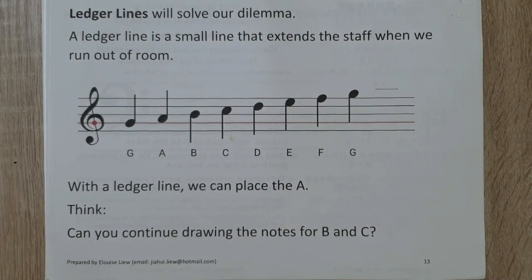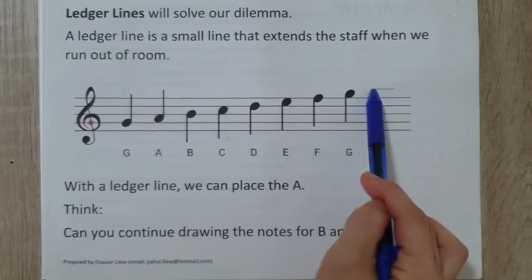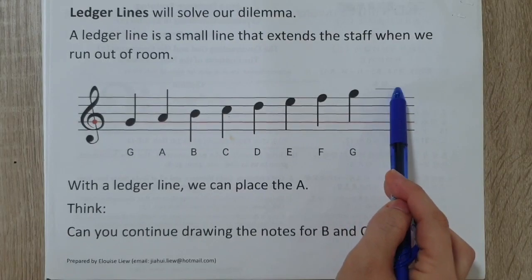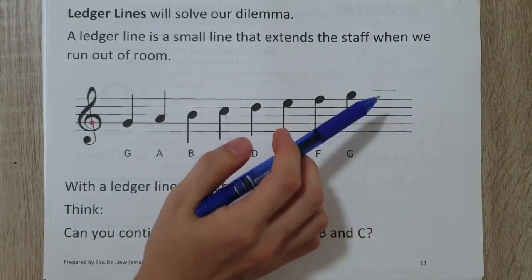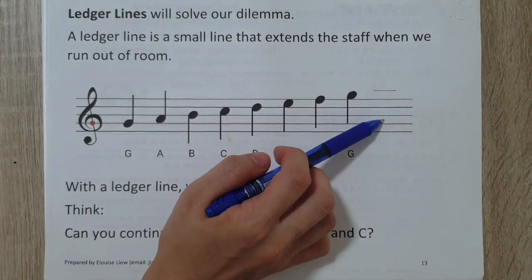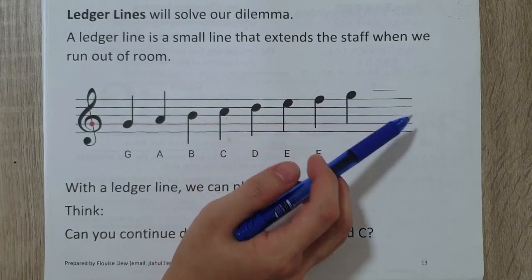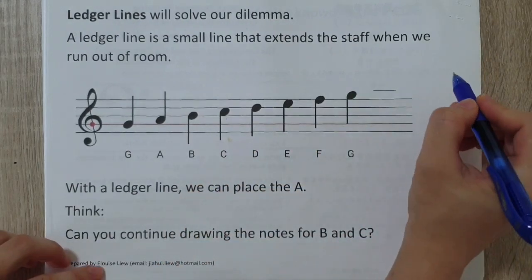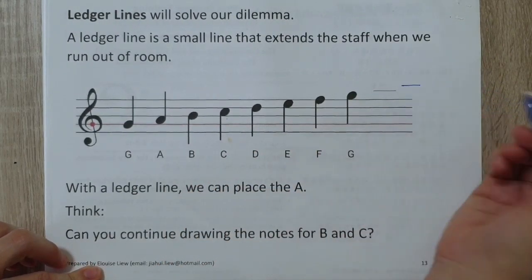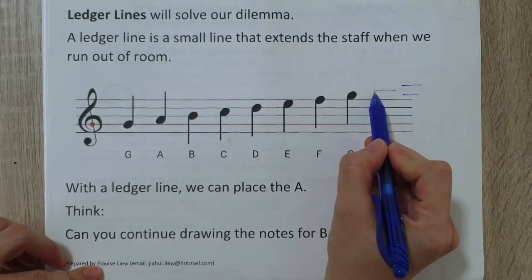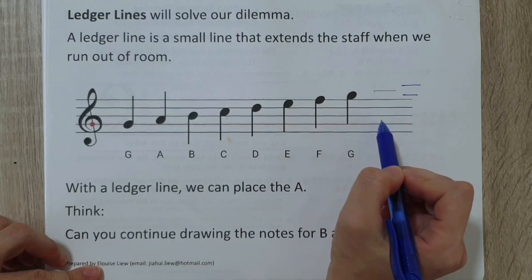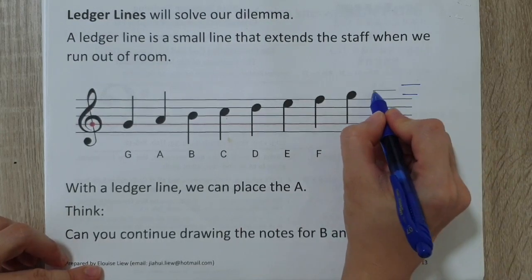A ledger line is a small line that extends the staff when we run out of room. So this is a ledger line. It's a small line. Okay? How do we draw a ledger line? We draw with the same amount of space in between the lines. So do not draw too high up. Do not draw too low. But you have to draw with the same amount of gap. See that? So this is our ledger line.